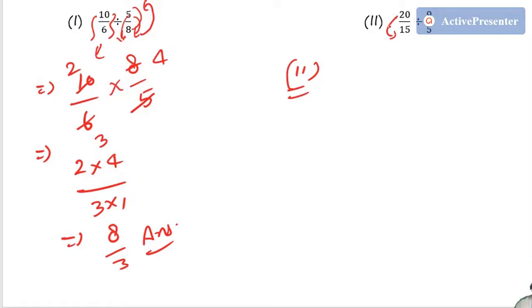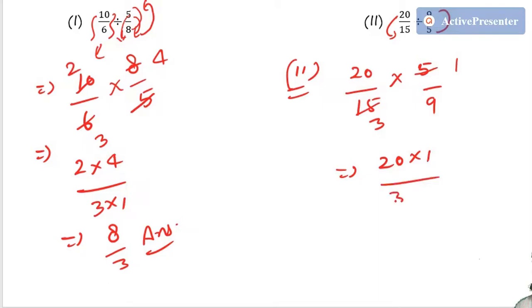Just put the value of the first term. In the first term there is 20 by 15. Now make the sign multiplication. Just make the denominator the numerator. We have made the denominator 5 the numerator, and made the value 9, which is the numerator, the denominator. Now this can be simplified further. 5 1s are 5 and 5 3s are 15. So 20 into 1 upon 3 into 9. This value is 20 by 27. This is going to be your answer.